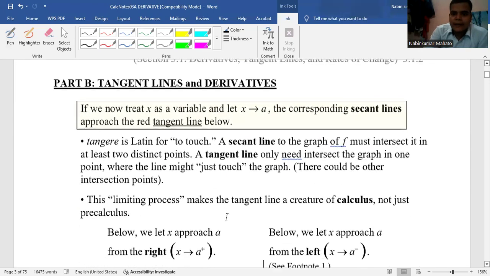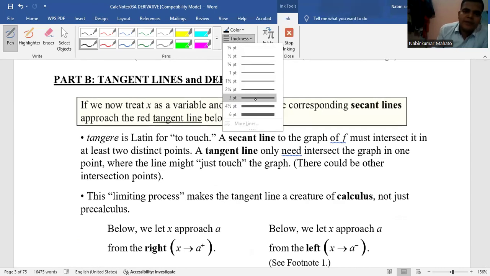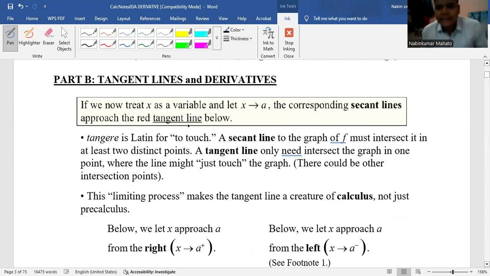Okay, let's see tangent line derivatives. Tangent line, obviously, here is the tangent line derivative. The tangent line and the derivative, all these things are talking about tangents. Okay, tangential. Look here. Treat x as a variable. Do you know what a variable is? Variable means the value is different, and let x tend to a.